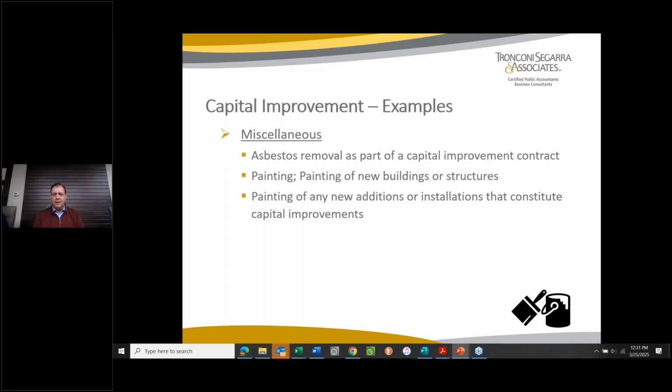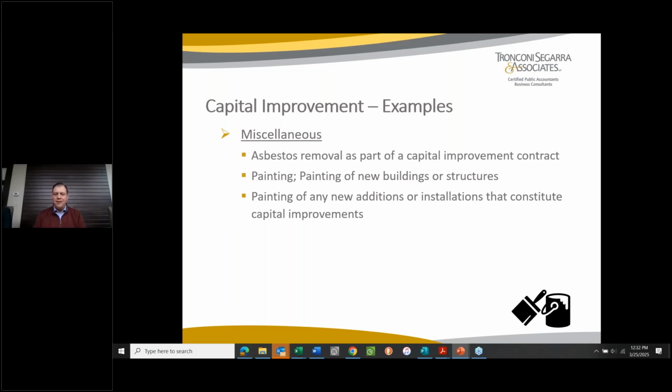Painting, like I said, is kind of like floor covering. The initial painting of a structure or an addition, that's got to be a capital improvement. But three years later, if you want to repaint or it needs touching up, that's all taxable. So you need to be very careful with things like that. So that's kind of my talk on capital improvements. Hopefully that gave you some good examples of what qualifies as an exempt capital improvement versus taxable repairs and maintenance.